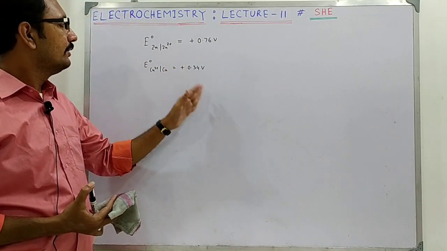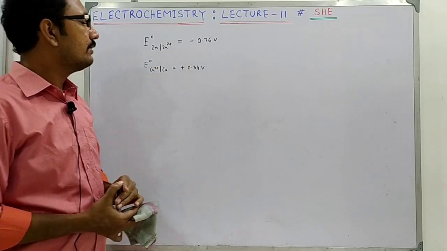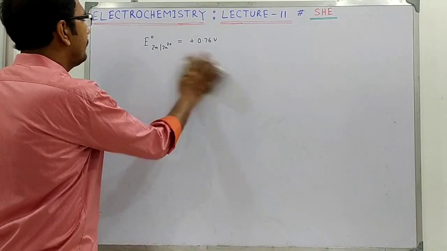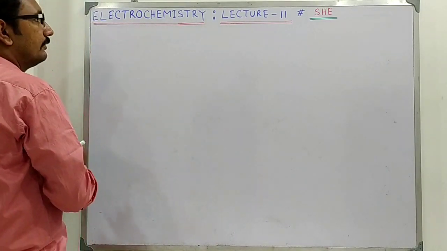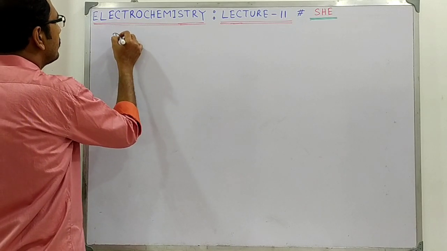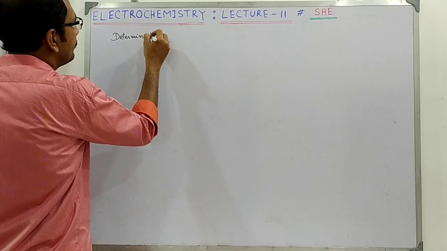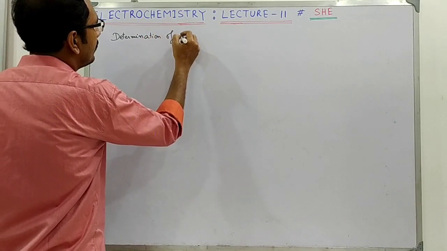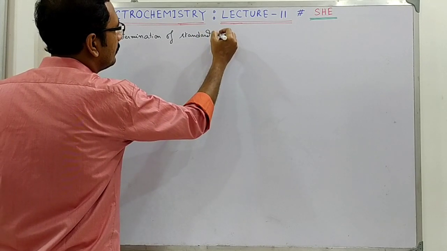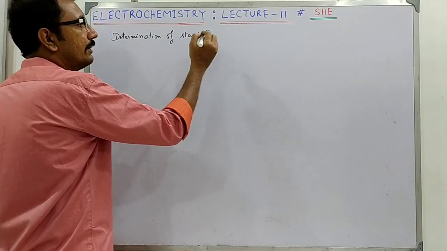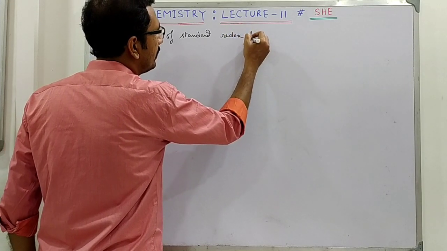Now it is time to find the standard electrode potential. So this lecture will be focused on the heading: determination of standard reduction or oxidation, so we will write redox potential.